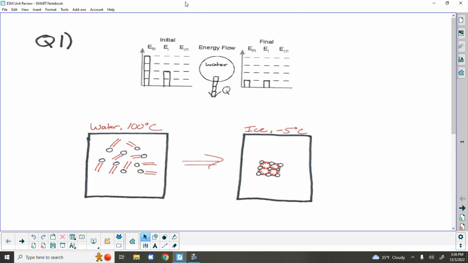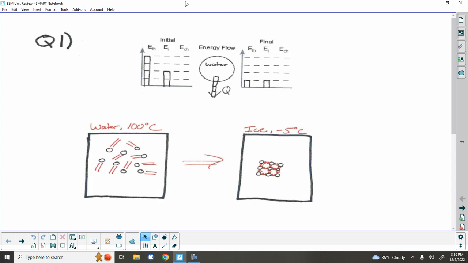Part B, draw particle diagrams for all states of matter described in the above scenario, and then verbally describe the differences. So we've got the water on the left-hand side, and we got the ice on the right-hand side. Water at 100 degrees Celsius. Water, those particles are spread out, disorganized, moving very quickly, especially at 100 degrees Celsius. You're going to have a lot of thermal energy, so there are big whooshies there.